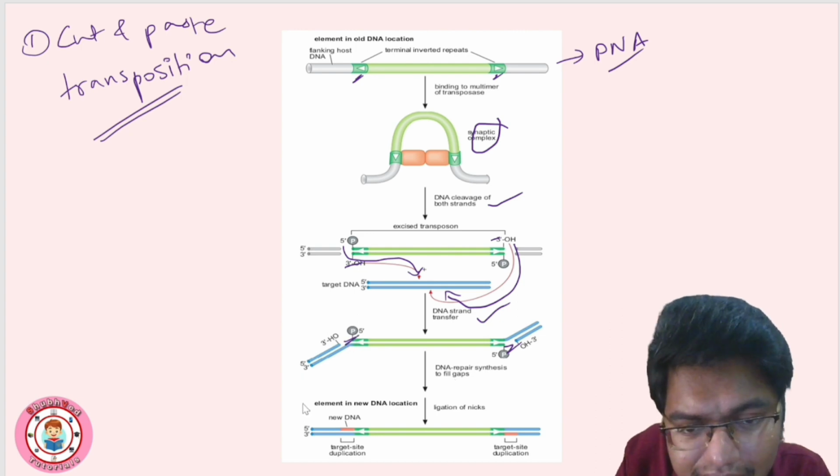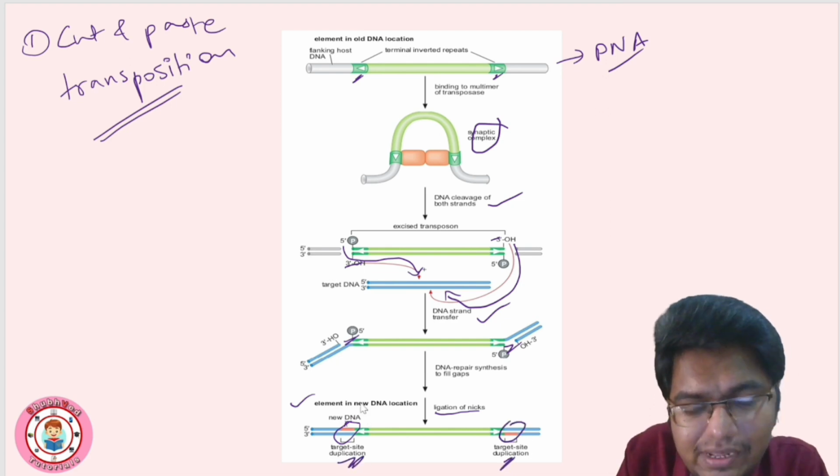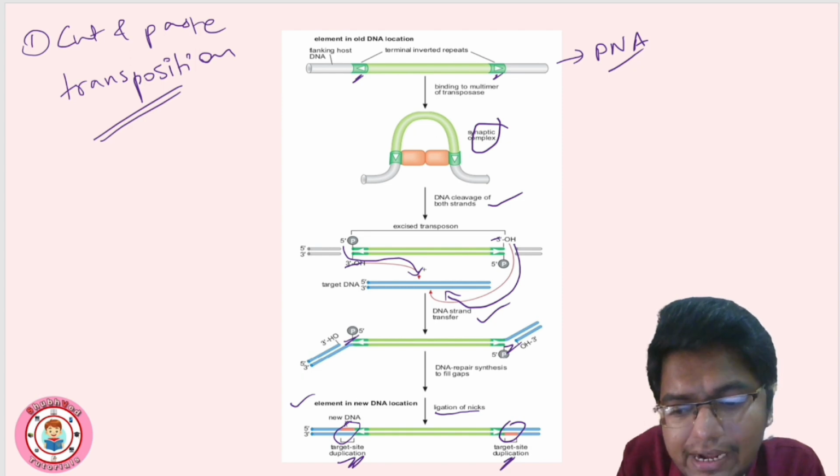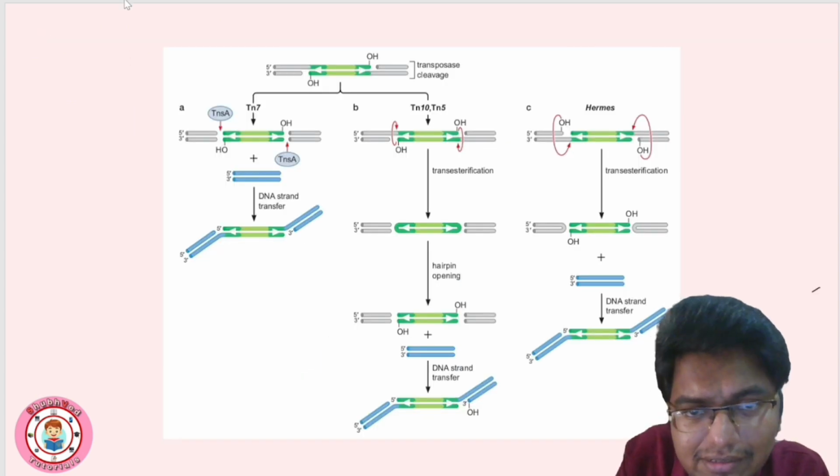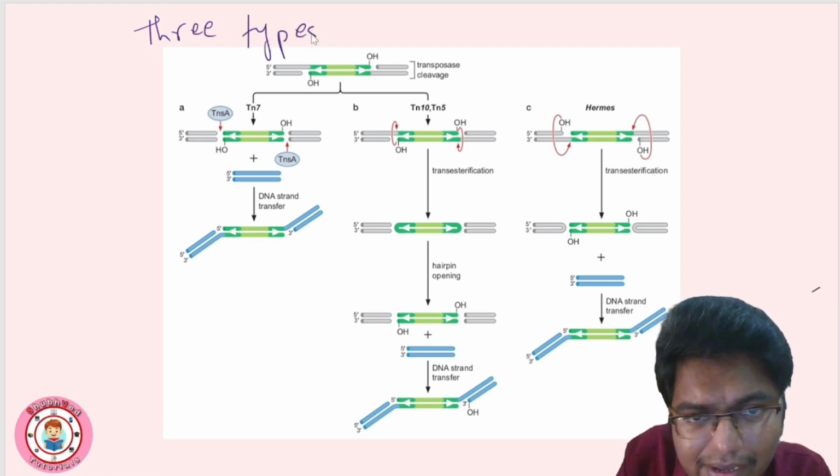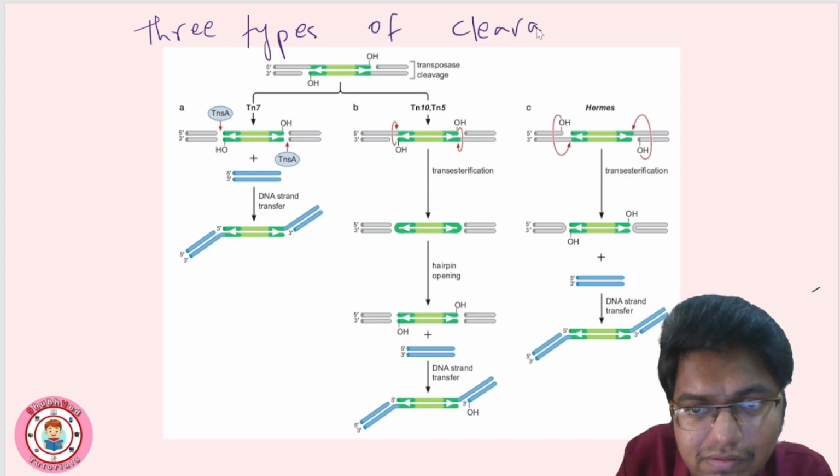So here we can see the element in the new DNA location and the ligation of nicks completed. This is the new DNA, synthesized, and this is flanked by target site duplication. That's it. Before going to the second mechanism, here are the three types of cleavage actually. So cleavage takes place by three mechanisms. Let's see what those are.